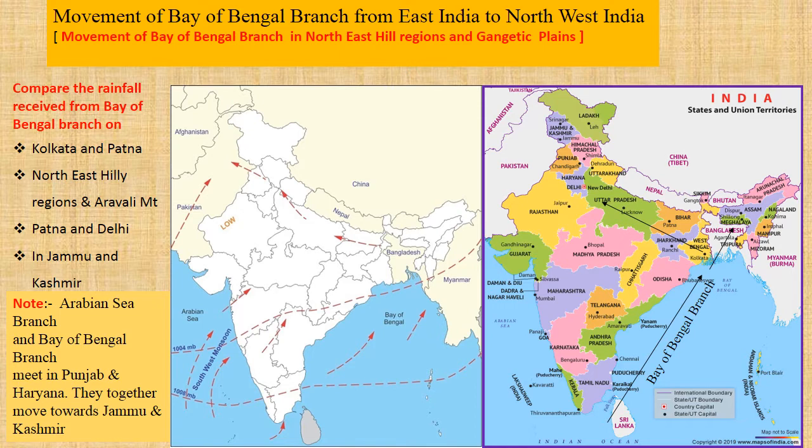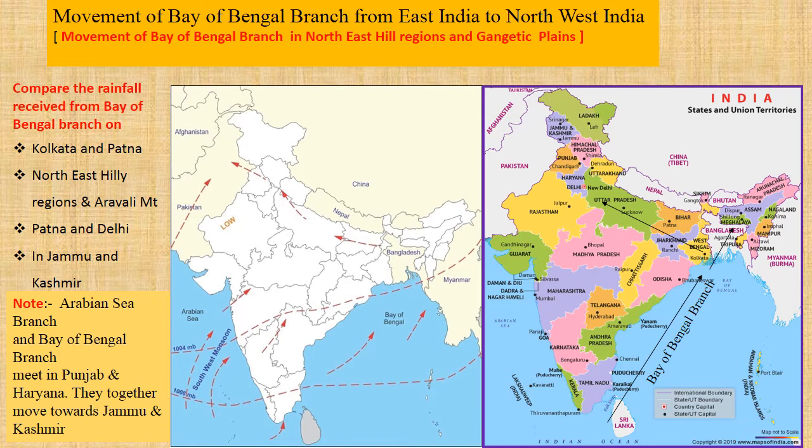This indicates that the Bay of Bengal branch, when it proceeds from eastern part over the Indo-Gangetic plains to the northwest part, it will go on losing the moisture. Let's go to the other map. Same thing is being explained here. The movement of the Bay of Bengal branch is shown with red color arrows. And again, I would like to repeat here the concept that the Bay of Bengal branch hits Aravalli perpendicular but fails to give rainfall because it loses moisture till it reaches Aravalli.